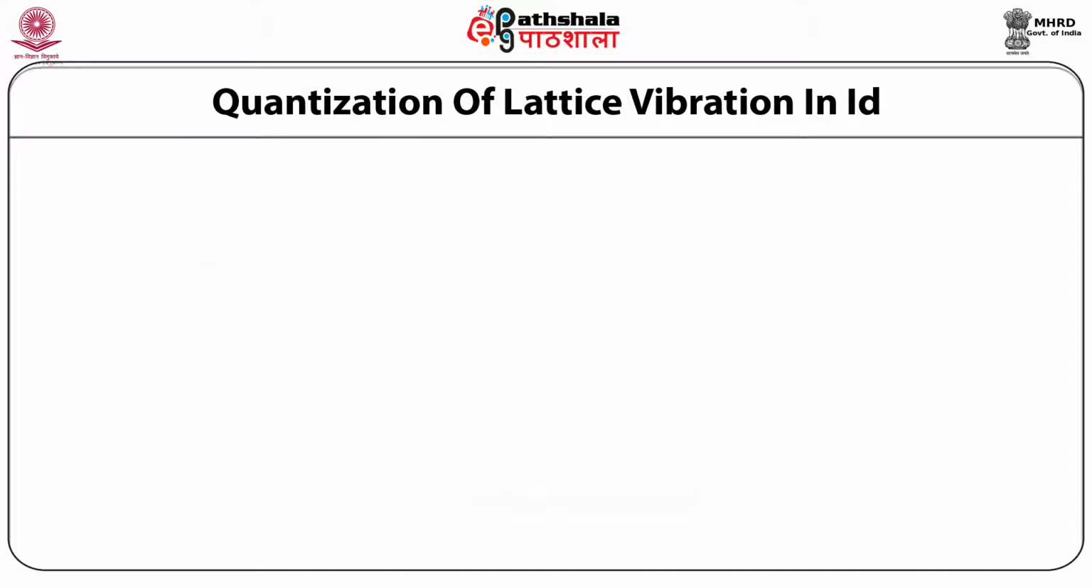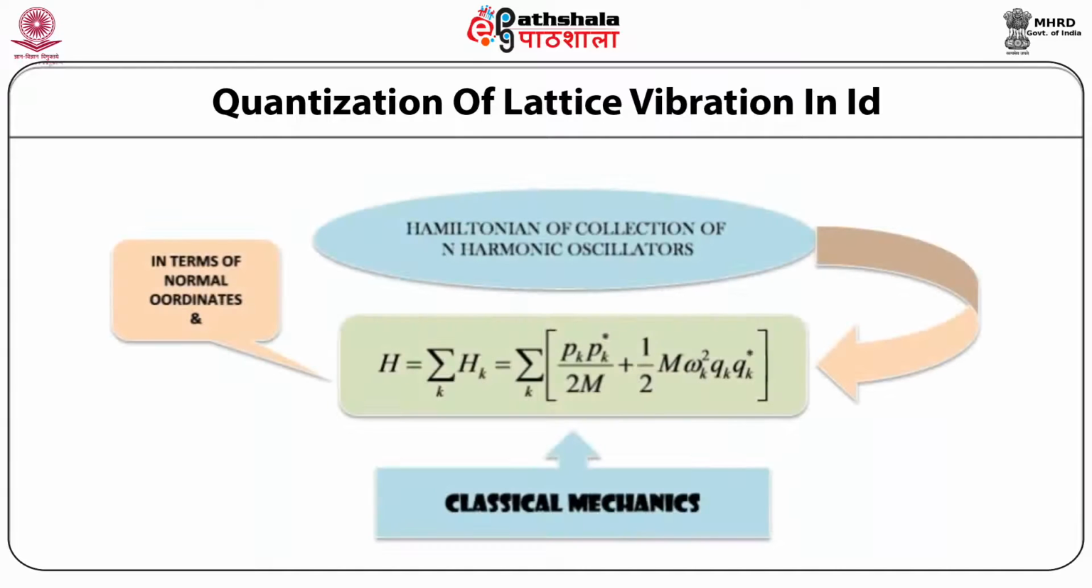Now, when dealing with small vibrations in classical mechanics, the Hamiltonian of a collection of n harmonic oscillators, as in the case of lattice vibrations which we are dealing with, in terms of the normal coordinates pk and qk, can be written like this: the total Hamiltonian is a summation over the individual k's, and the Hamiltonian of each k is pk into pk star divided by 2m plus half m omega k square qk into qk star.